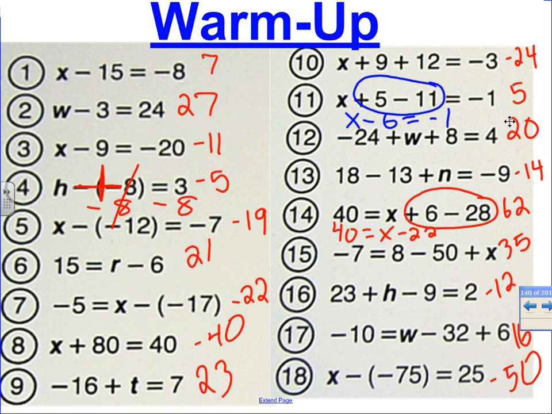Yep. Yep, so when you flip it, it would be x plus 6 minus 28 equals 40. So like this whole term would go on the left, this whole thing would go on the right, and then put the equal sign between it. Annalise?